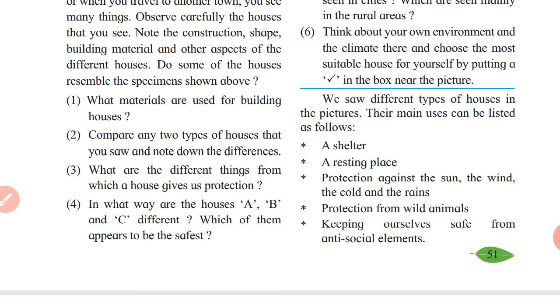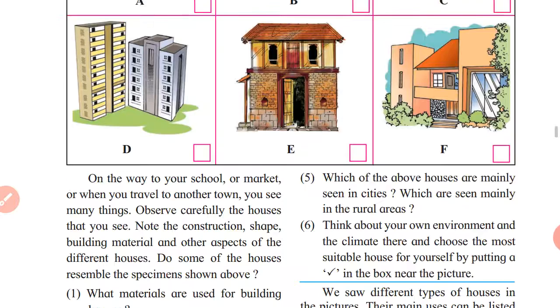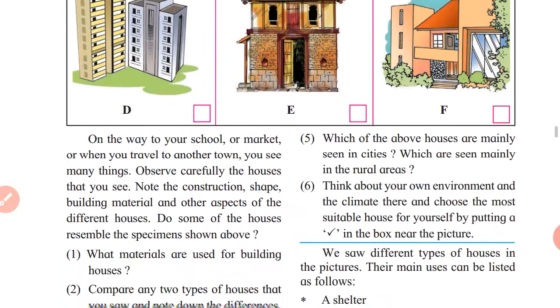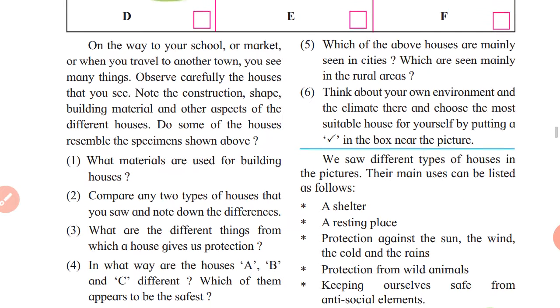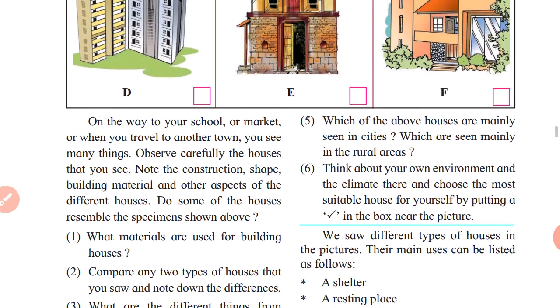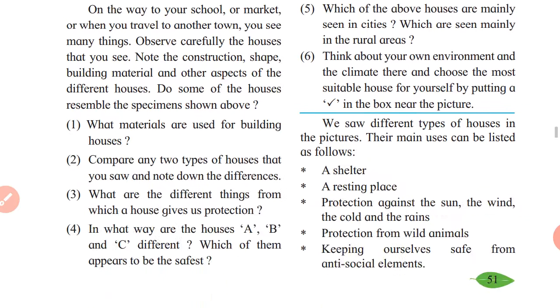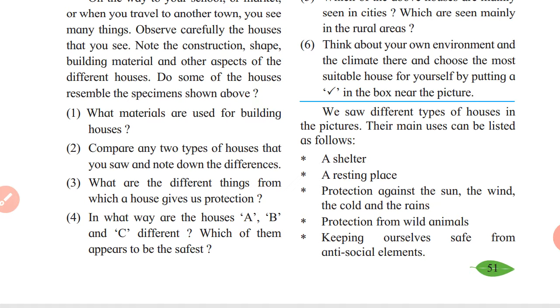What are the different things from which a house gives us protection? So what do you think, students? Which house gives us protection? Can you tell? Here again I am repeating the question. What are the different things from which a house gives us protection? What protection do we get from the house? We get protection from sun, rain, air, and birds and animals also, right, students?